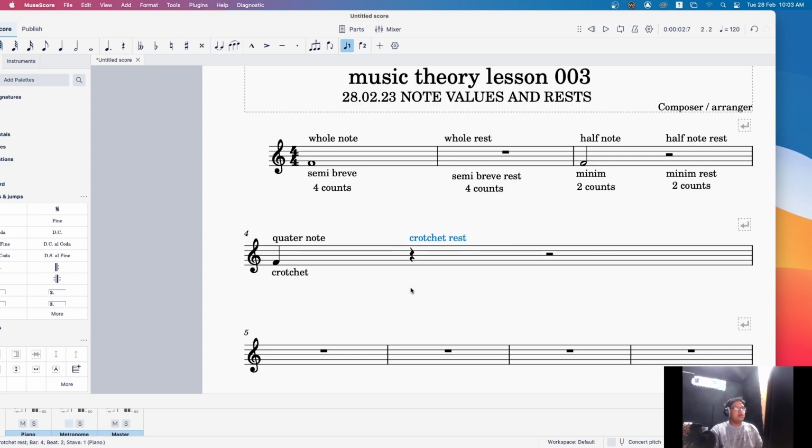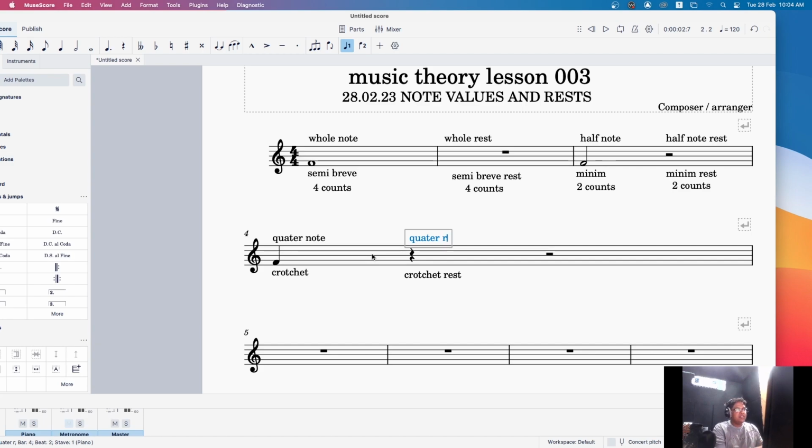Crotchet rest. Okay, also called a quarter note, or a quarter. These are the parallel names, so you can call it in any way. In Italian you call them semibreve, minim, crotchet, quaver, semiquaver. In regular English usage you call them whole note, half note, quarter note, eighth note, and so on.